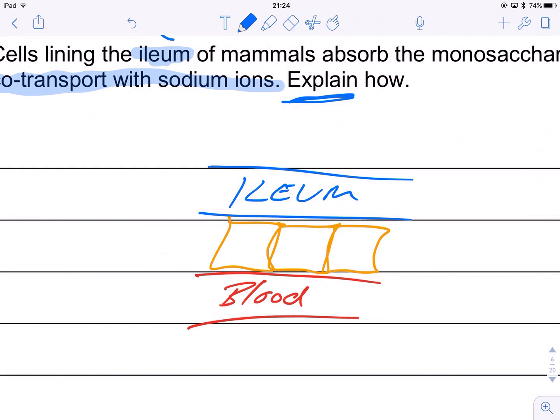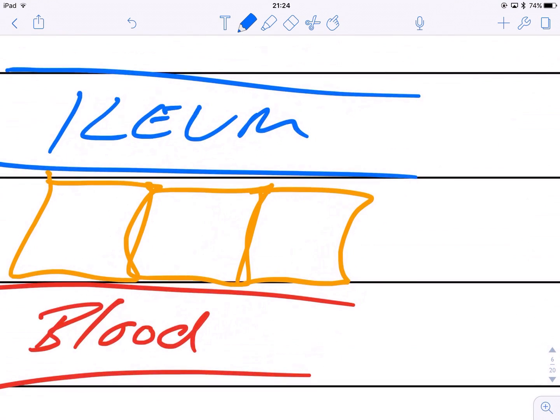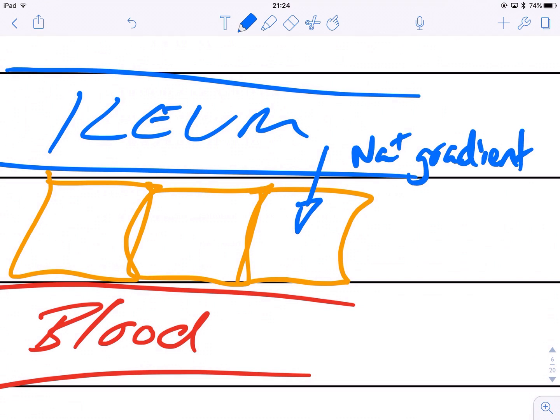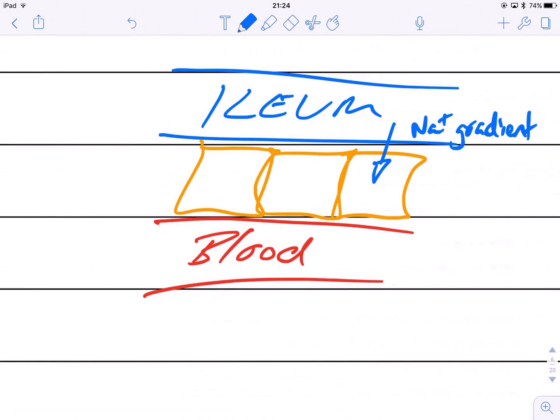And to keep that system working, we need to make sure we've always got a favourable concentration gradient of sodium. So we want a favourable Na+ gradient from here to here. And then that allows us to utilise this co-transport protein. So the first thing we do is we make sure we've got no Na+ in here. And we do that by making sure that sodium is not in these cells. We get rid of it into the bloodstream, and then it gets whisked away. So we do that by active transport.